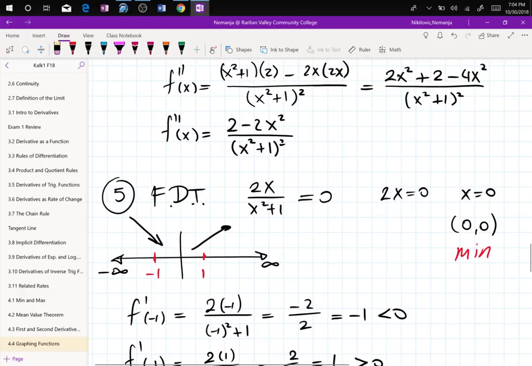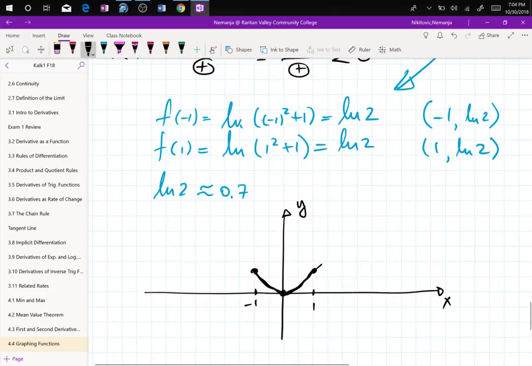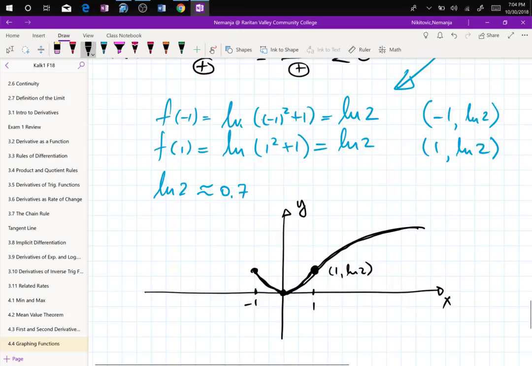Something over here is off. So this is going to go like that. That's the big point right there. This is 1, ln 2, and this is negative 1, ln 2. Oh no, yeah, it's good because it's decreasing. That's what I'm talking about. Good. There we go.